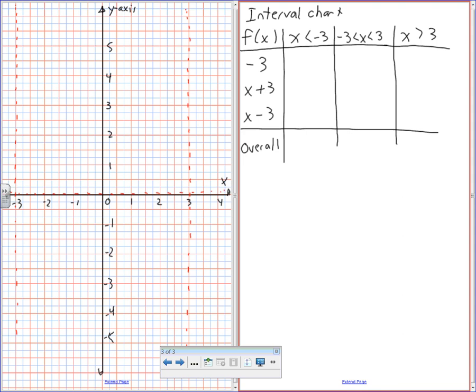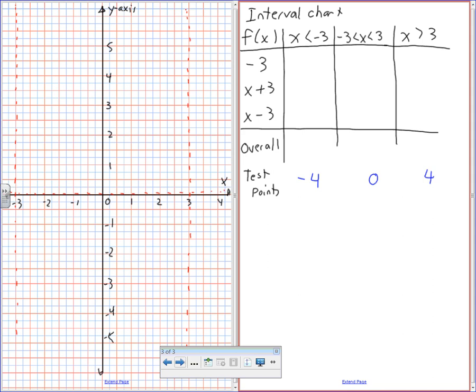Okay. So again, what those are used for, we're going to pick points just anywhere in those intervals. So as points, these will work for any. I'm going to pick them. I'm going to choose -4. I'm going to choose 0, and I'm going to choose +4.